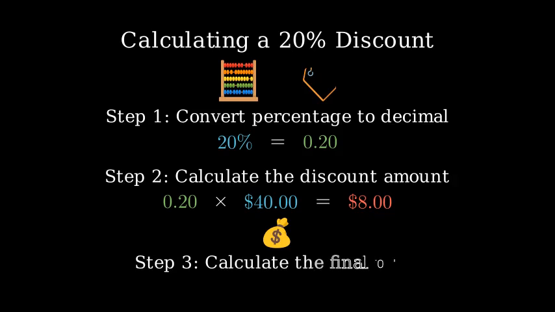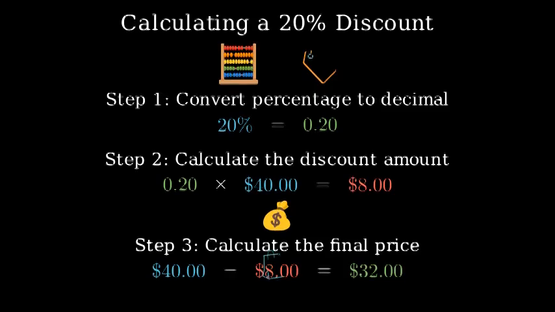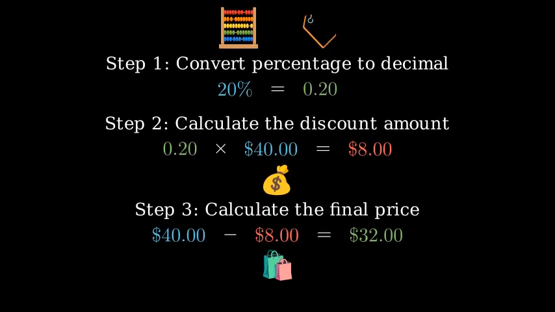Step 3. Subtract the discount amount from the original price. $40 minus $8 equals $32. This is your final sale price.